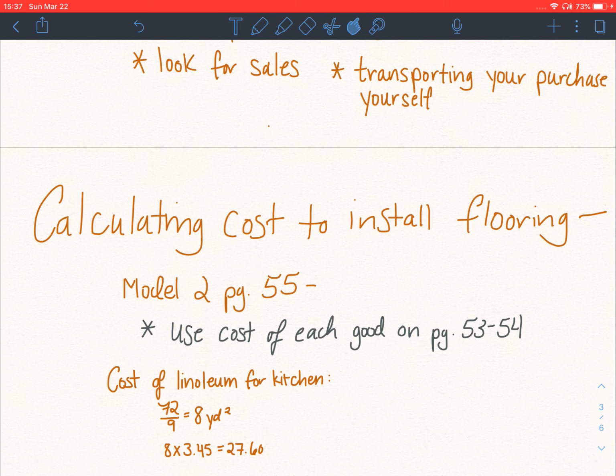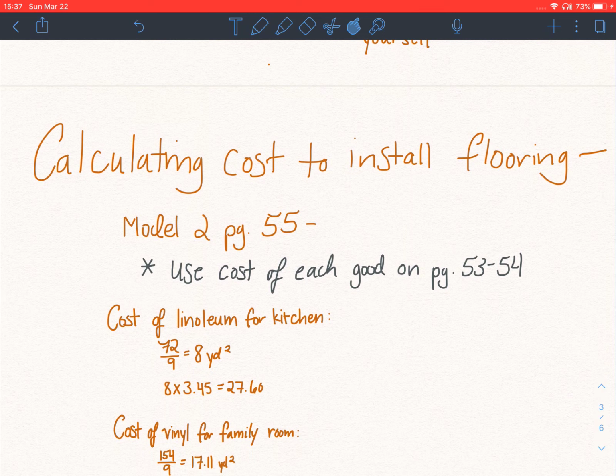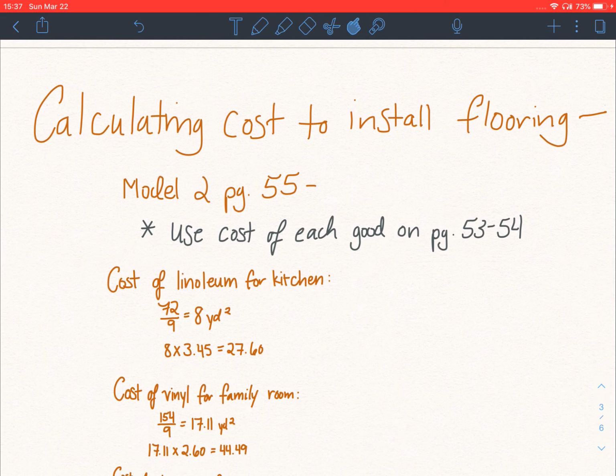So we'll do another problem which you may encounter when you're older and you have your own house and you want to replace the flooring, or you want to see how much it would cost to replace flooring in one room and flooring in another room. So we'll look at model 2 on page 55 for this. And a little note, please use the cost of each good on pages 53 and 54 in order to do the equation correctly.